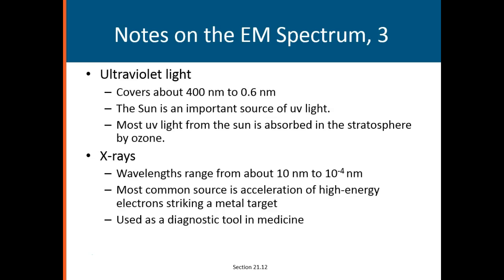Ultraviolet light covers from 400 nanometers, violet, up to about 0.6 of a nanometer. The sun is an important source of ultraviolet light. Most UV light from the sun is absorbed in the stratosphere by the ozone in that stratosphere.